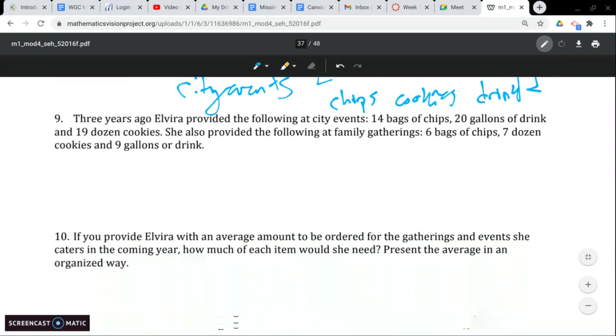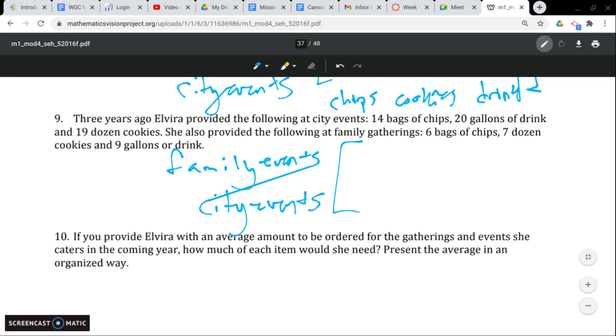Three years ago, Elvira provided the following at city events: 14 bags of chips, 20 gallons of drink, and so forth. So same idea. Family, because all 3 of these problems go together to give us our last problem. So we want to have them all in the same order and set up the same way. That's the key thing with matrices, is we want to have it nice and organized. So we do chips, then cookies, and then drink. So for family gatherings, 6 bags of chips, 7 dozen cookies, and 9 gallons of drink. You guys will do the city events.